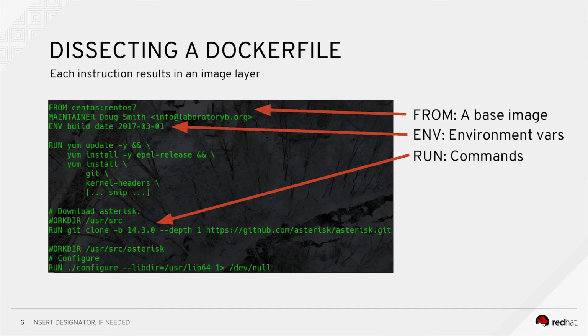You can also set environment variables in here that you may use to figure out some metadata about your images themselves. And then you run commands. For example, each of these lines prefixed with RUN, you're going to see that there are some packages being installed and there's a git clone happening here. This is an example from my Docker Asterisk project.